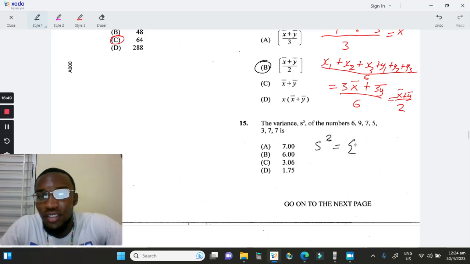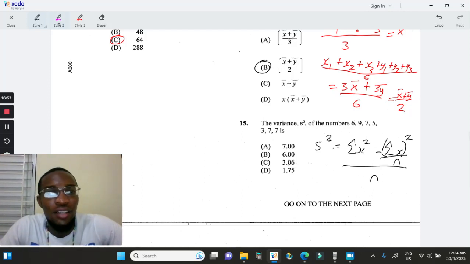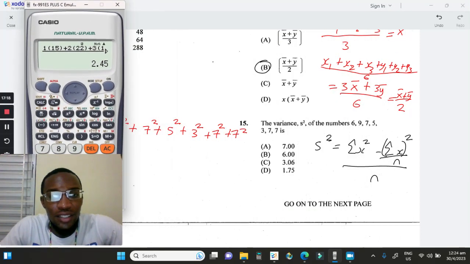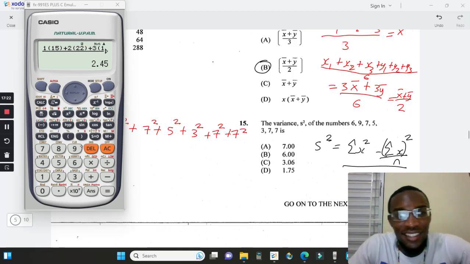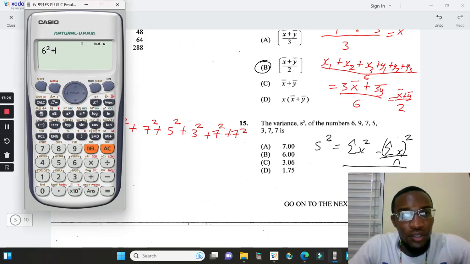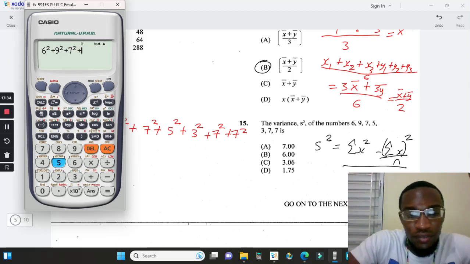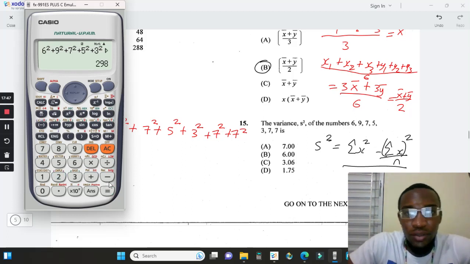Number 14, what's the variance of the following numbers? Remember, the variance is the sum of x squared minus the sum of x all squared over n, divided by n when the sample size is small. So in that case, the sum of x squared, we add 6 squared plus 9 squared plus 7 squared plus 5 squared plus 3 squared plus 7 squared plus 7 squared. I'm going to use my calculator. Nobody has time to work out all of that. We work out all of that and we get 298.